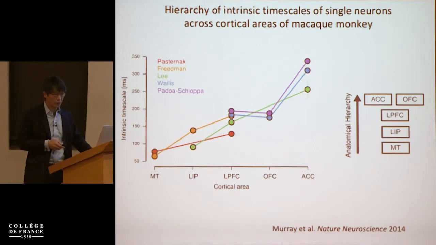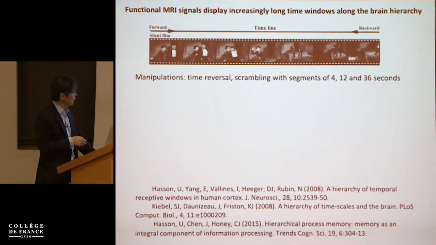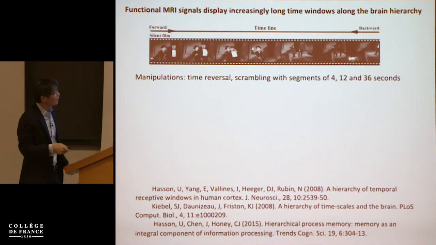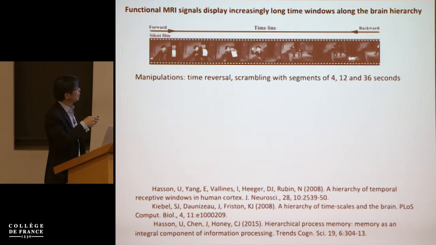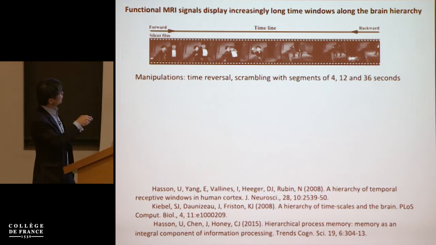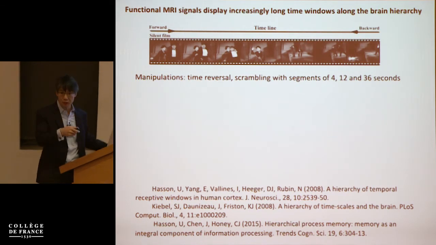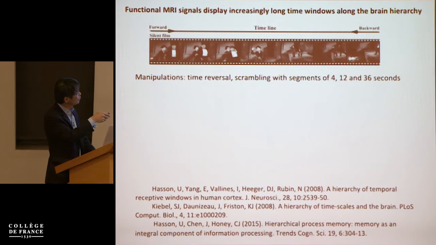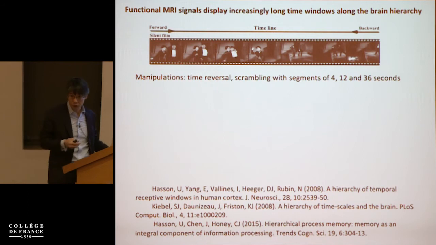On the other side, before our modeling work, there were very interesting human studies, including this one from NYU, actually before I moved to NYU, where they had humans watch a silent movie. What they did is manipulate the movie by scrambling segments of the movie on different time scales, right? 4 seconds, 12 seconds, 36 seconds. The idea is that at the same time they do functional MRI imaging, right?